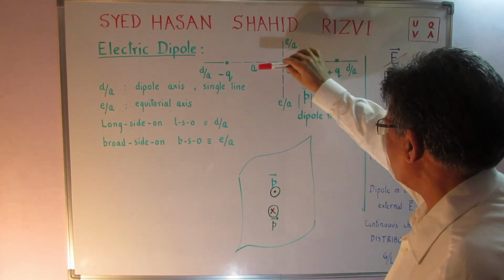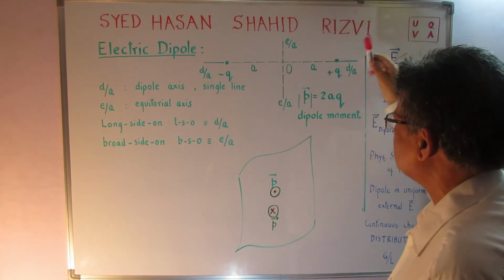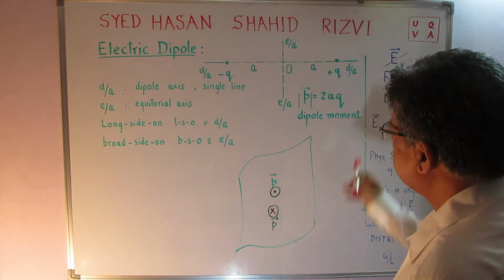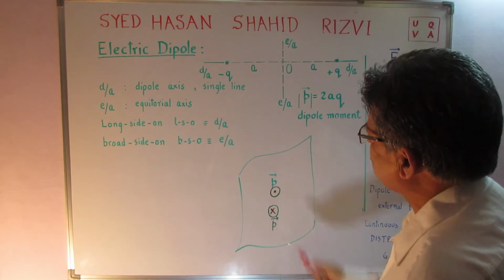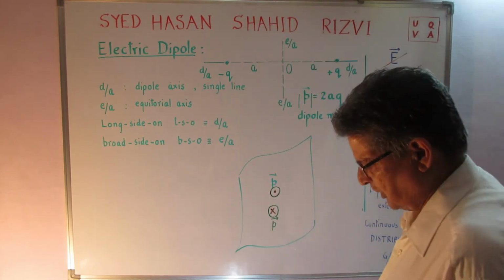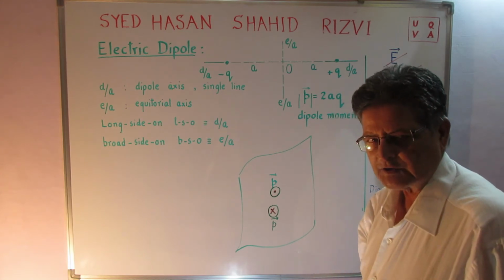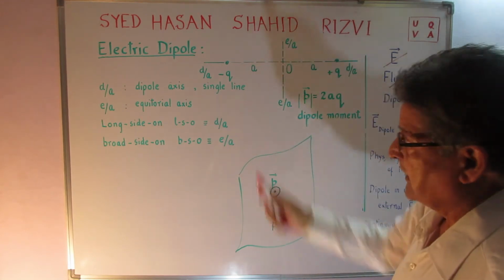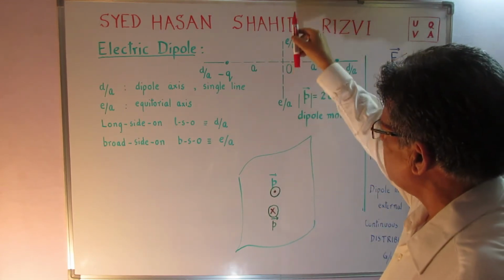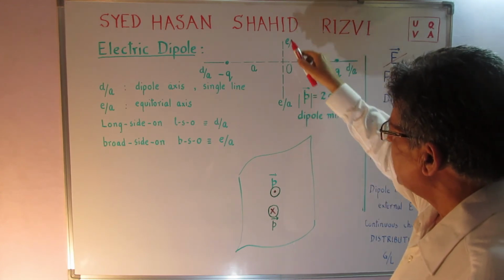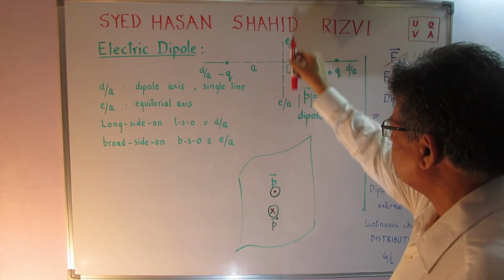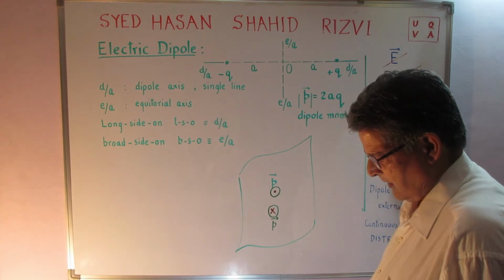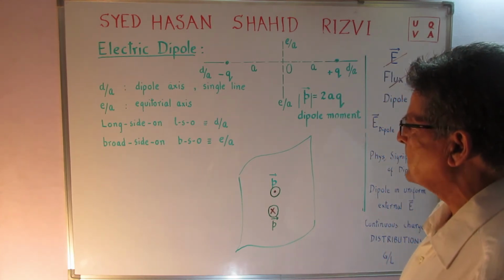This line joining the two charges has been extended on this side and also on this side by a continuous line. And this line, which passes through the center of the dipole and the two charges, is called the dipole axis. The dipole axis, which is a single line. Then what I have shown you here is a line which bisects this line at right angles. It is normal to the axis of the dipole.